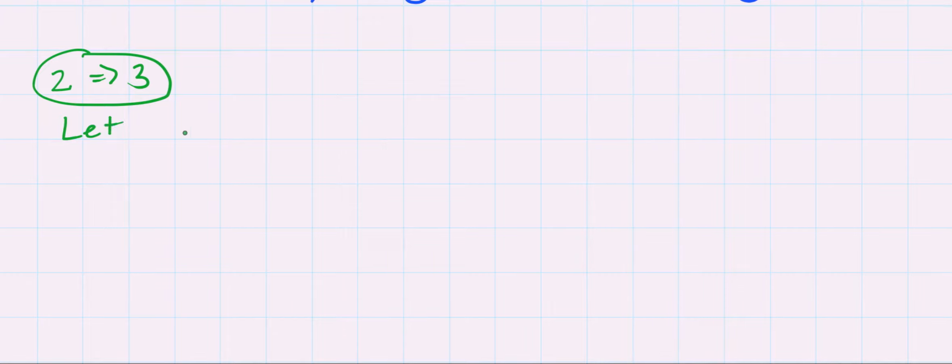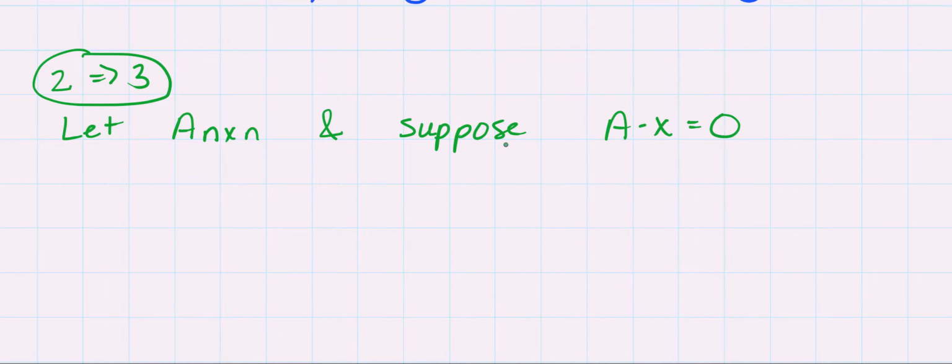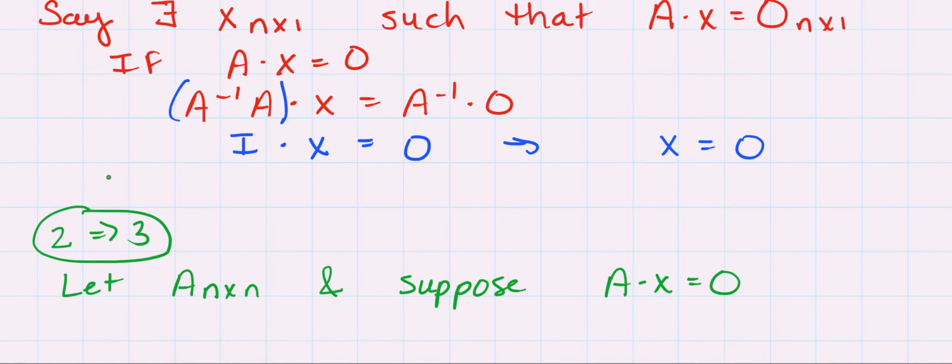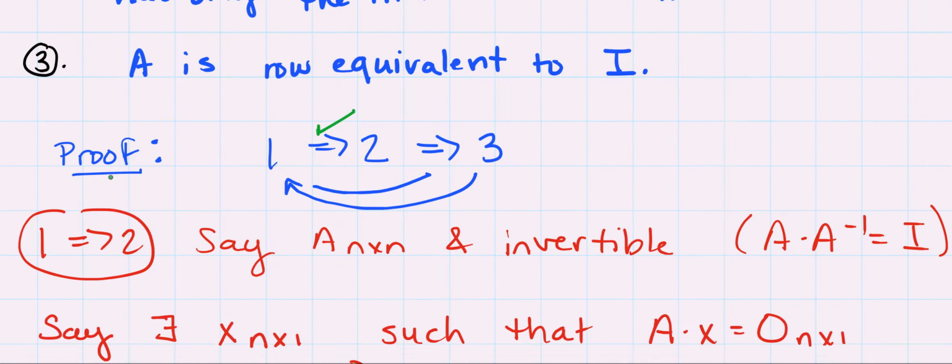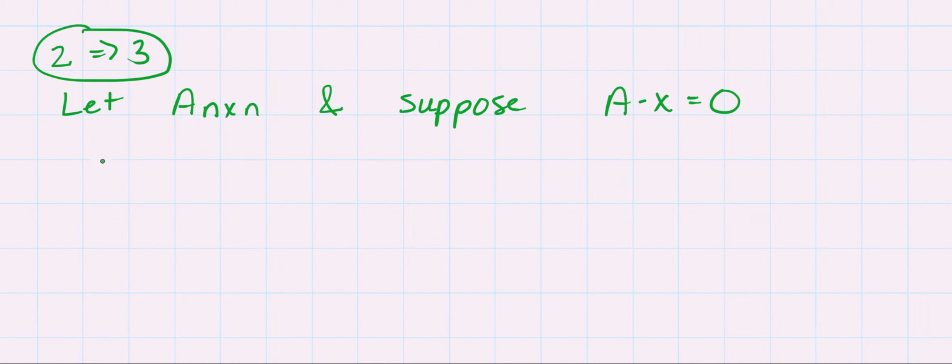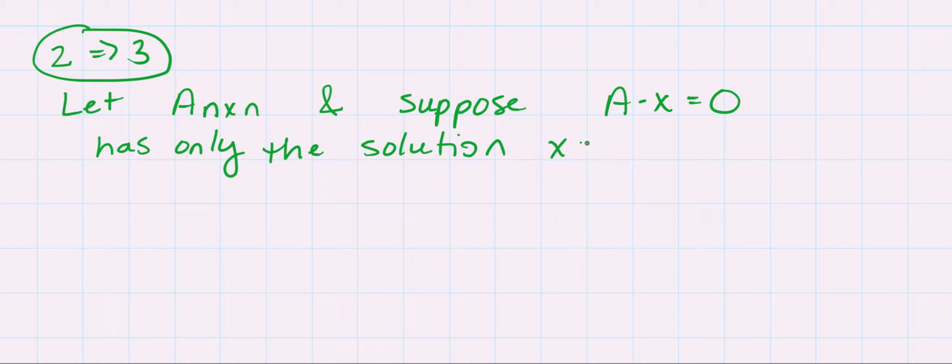So let's let A be an n by n matrix, and suppose A times x is equal to the 0 matrix. How did I phrase it before? Has only the trivial solution, x is equal to 0. Now I want to show that A is row equivalent to the identity matrix.